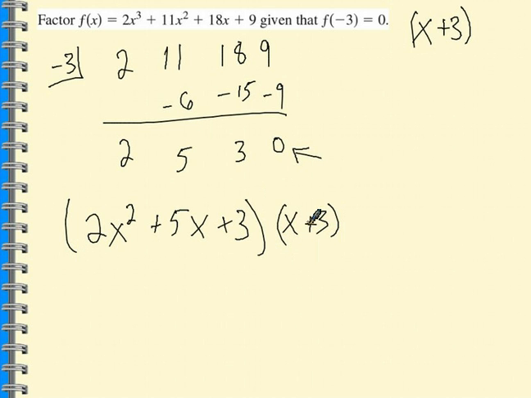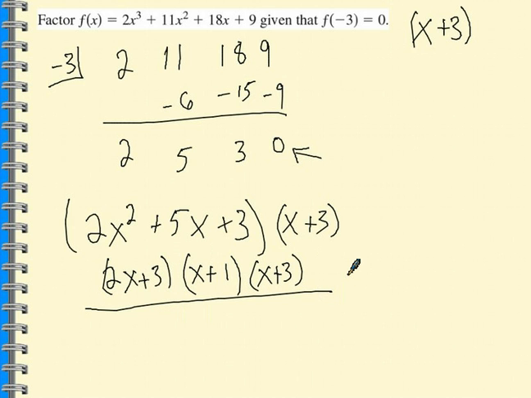So we know that if we multiply x plus 3 by this quadratic, we're going to get our f of x. Well, we look at this and say, well, can we factor this even more? And the fact is, yes, we can factor this using what we did in the last chapter with factoring quadratics. We can see that this factors into 2x plus 3 and x plus 1. And we still have the x plus 3 there. So this right here is our factored form of our polynomial.